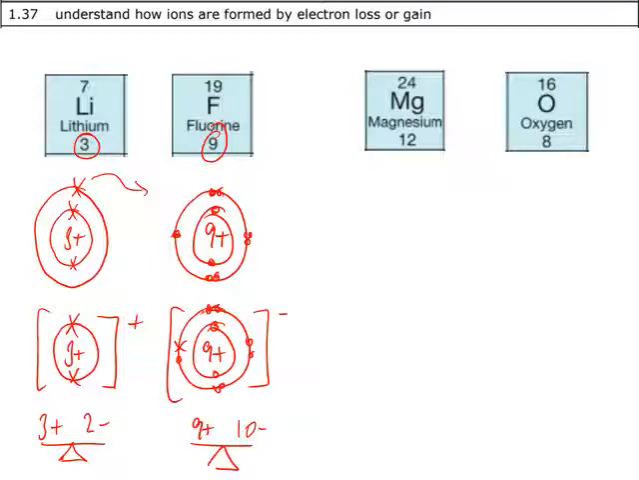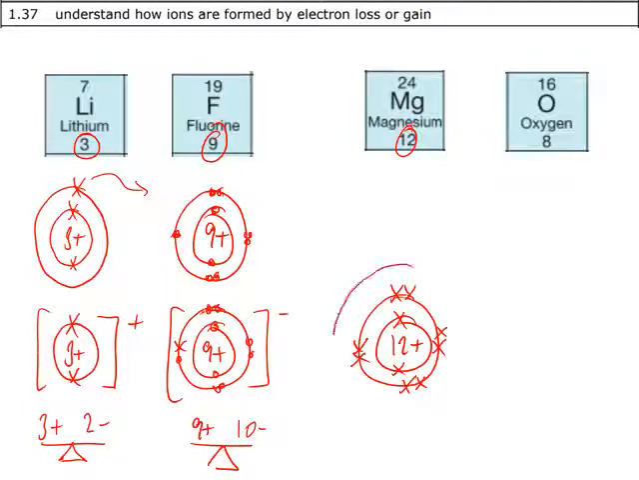Now I want you to use the same principle for magnesium and oxygen. You can pause the video now and give yourself around 2 minutes. Okay, so you should have something like this. You've got 12 protons in the middle for magnesium. Now it's going to have 2 in the outer shell, then 2 in the first shell and 8 in the second, so it's got 10, and then it would have lost its 2 on the outer shell.